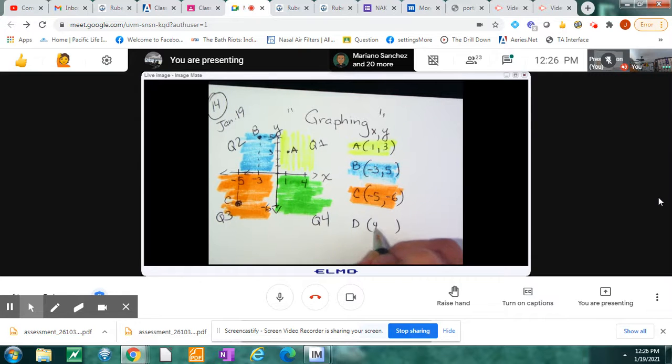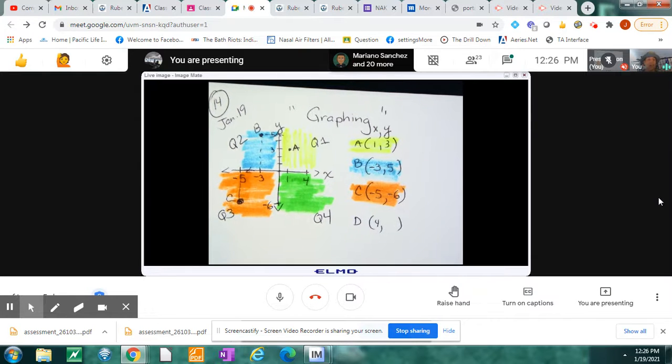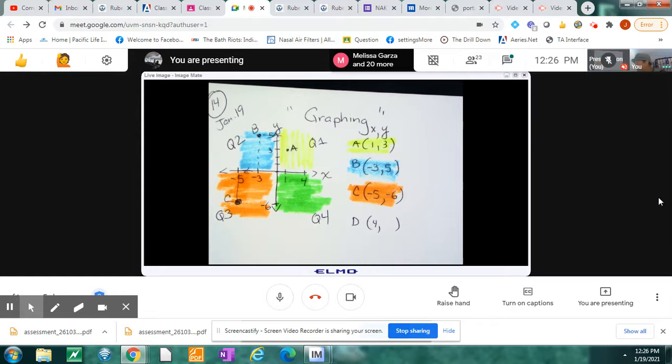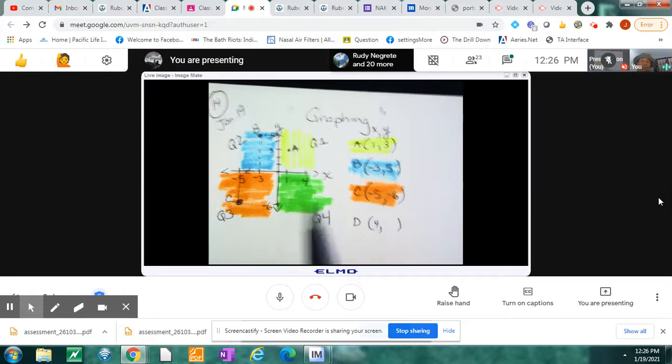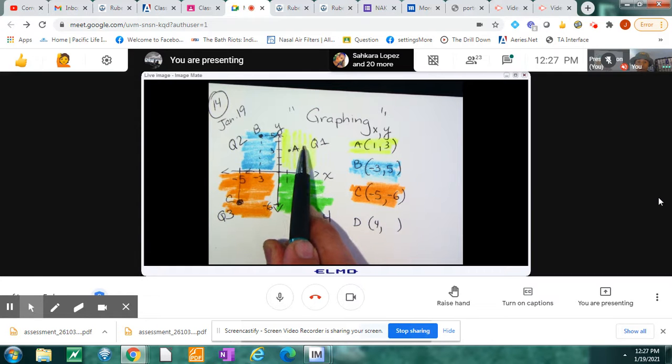So 4. Now, what about the Y? Is it going to go up or down? Jorge Renteria. Am I going to go up or down to be anywhere in the green? You're gonna go up a little. So I want to be in the green section. So I'm going 4, and then am I going to go down or up? Oh, down. So it's going to be negative.